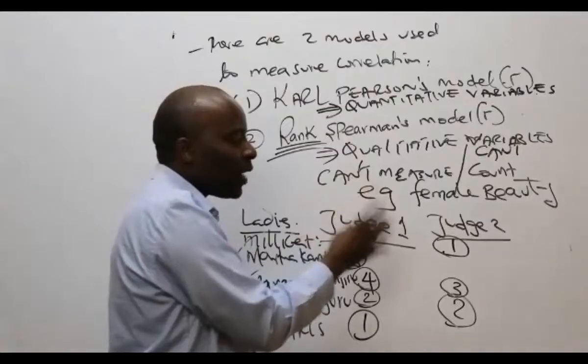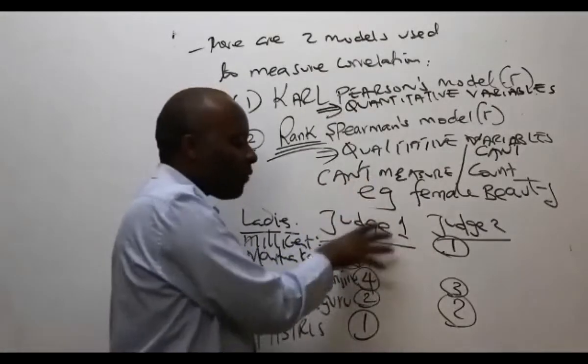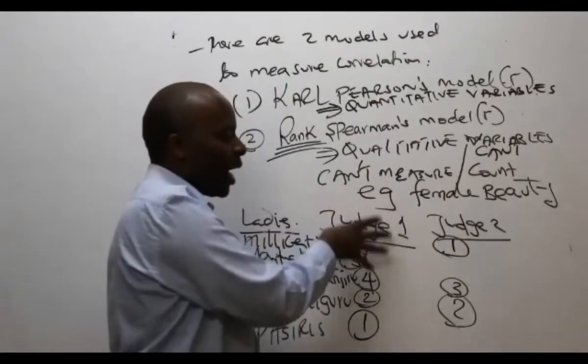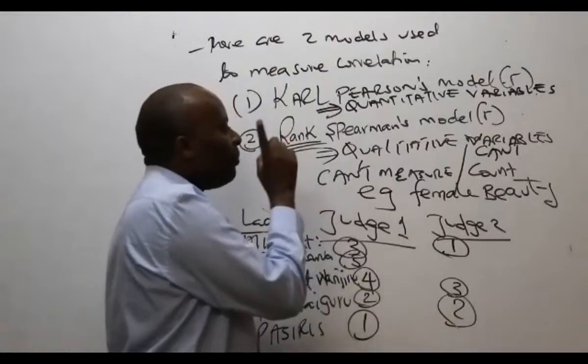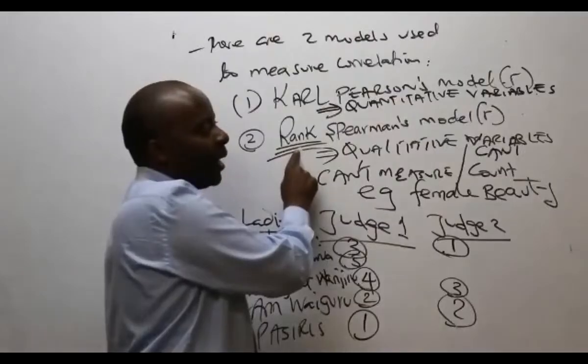And all qualitative variables, for purposes of measuring them, the only way is to have various judges ranking them. And if it is ranks that you have, ladies and gentlemen, then the only model you can use is the Spearman ranks model.